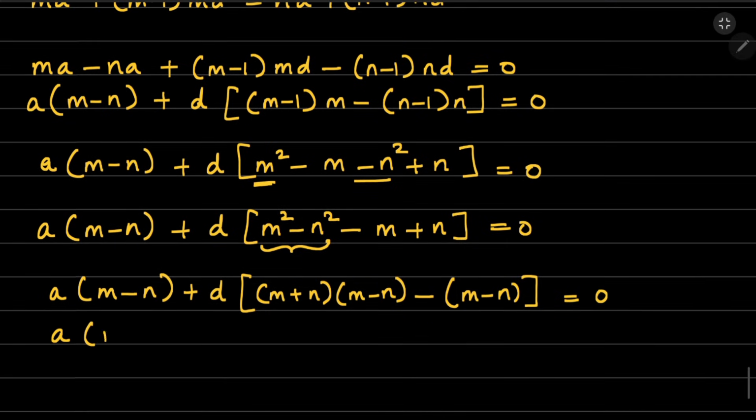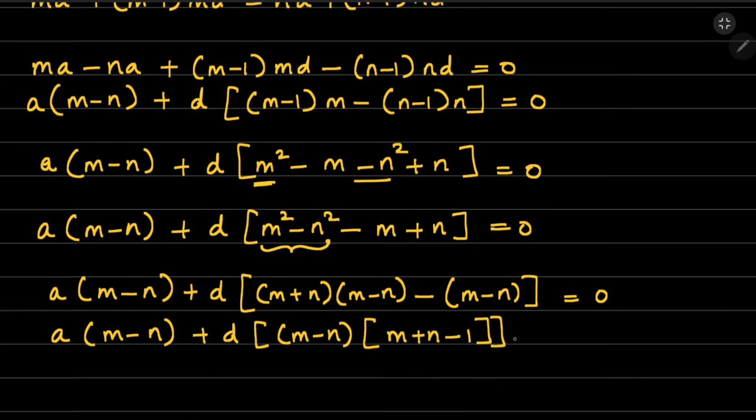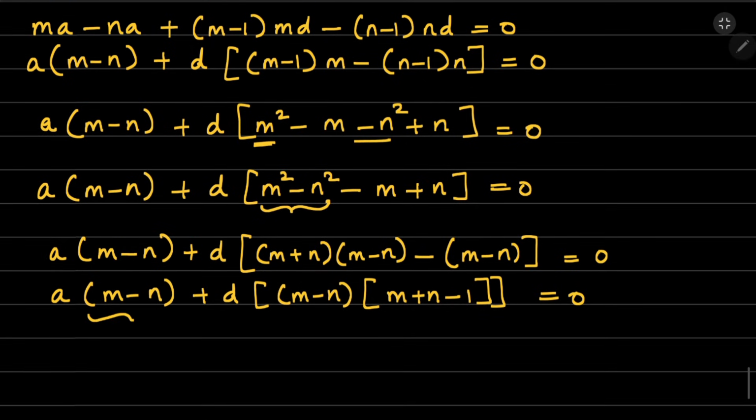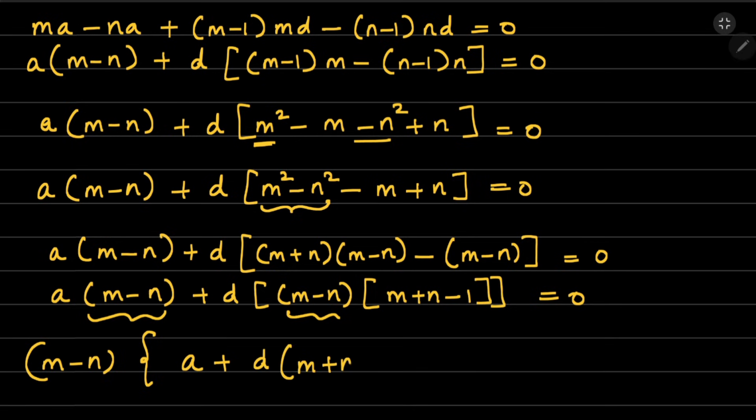This will be a into (m minus n) plus D multiplied by, in these two terms, what can you take common? You can take m minus n common. So what will you have? (m plus n minus 1) will be inside. Correct? Equal to 0. Now again, from these two terms, you can take m minus n common out. So if you take m minus n common out, what will be left? (a plus D multiplied by (m plus n minus 1)) will be left, equal to 0.